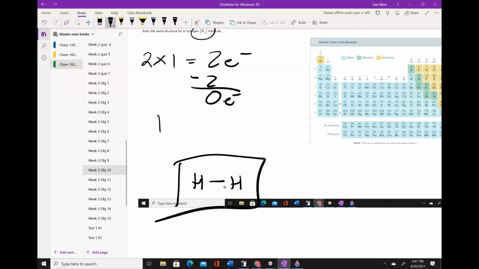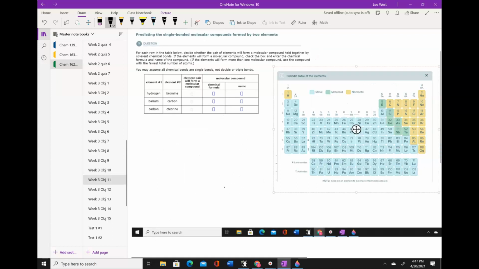Pretty easy going, right? Hydrogen has 1 electron, hydrogen has 1 electron. These guys come together and they figure that it's better to share them and become stable with a noble gas-like configuration similar to helium, or identical to helium.